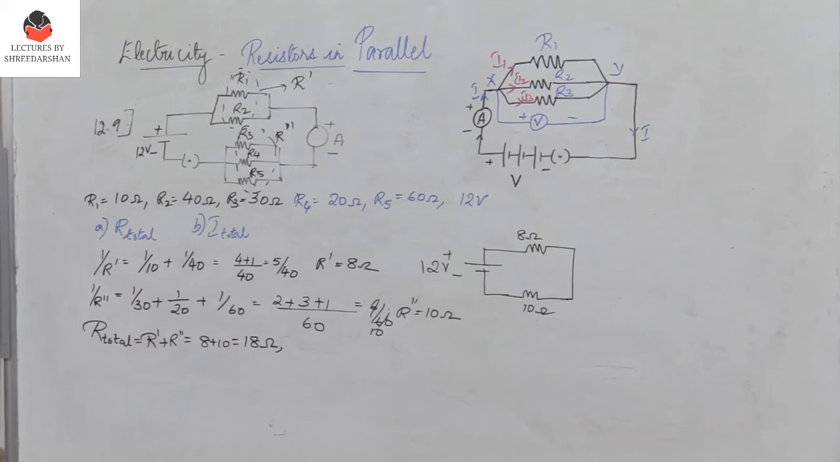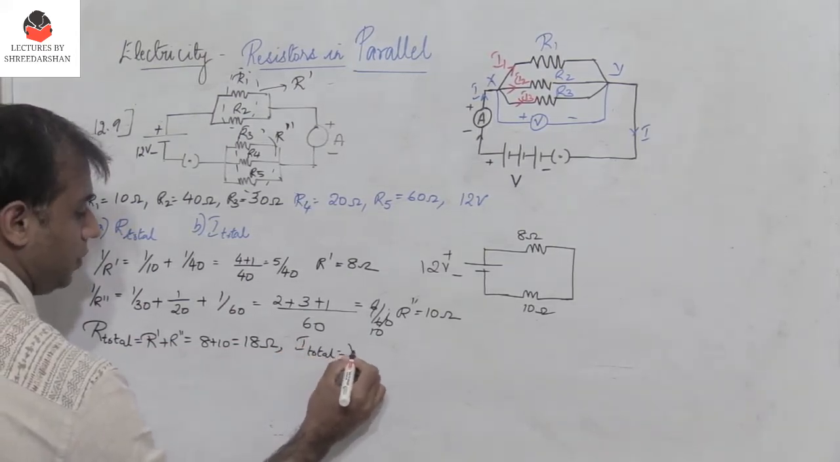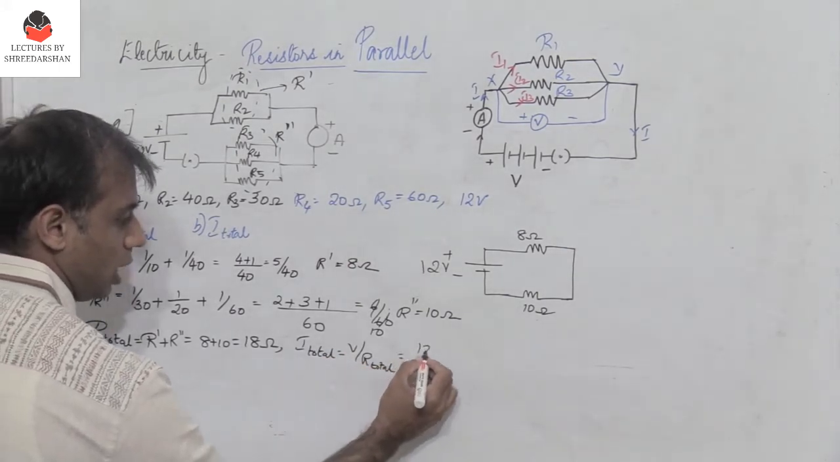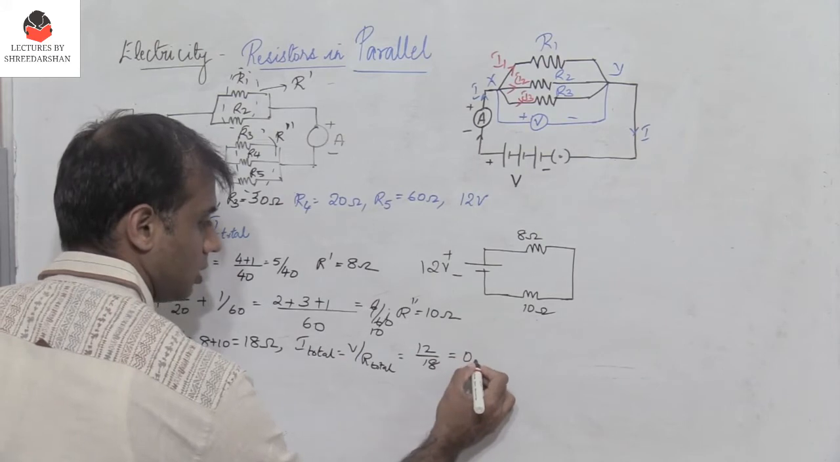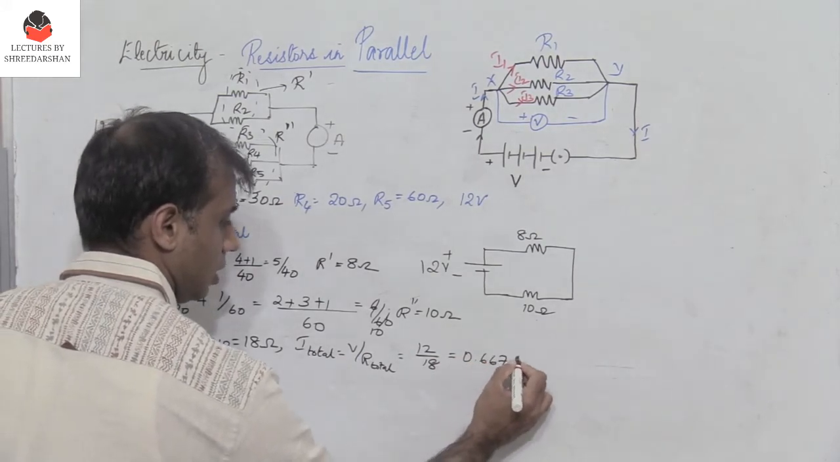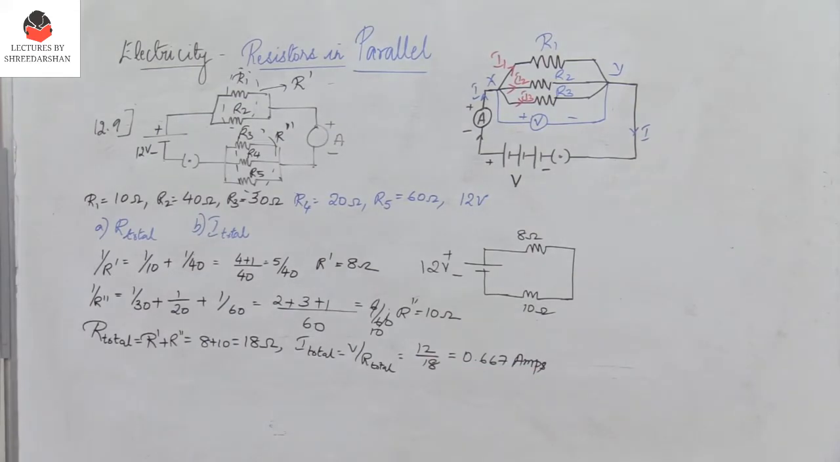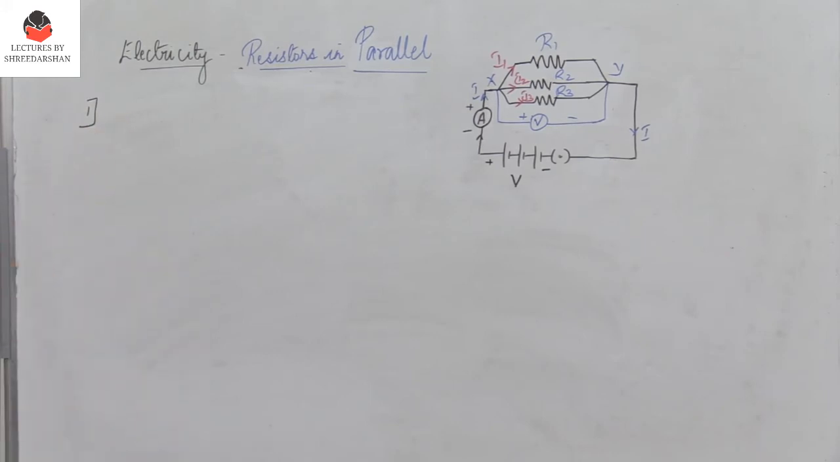And what is the total current? The total current I total is V by R total, which is 12 by 18. So 12 by 18, we get it as 0.667 amperes. So this is the total current which is flowing in the given circuit. So let's go through the questions given at the end of this section.